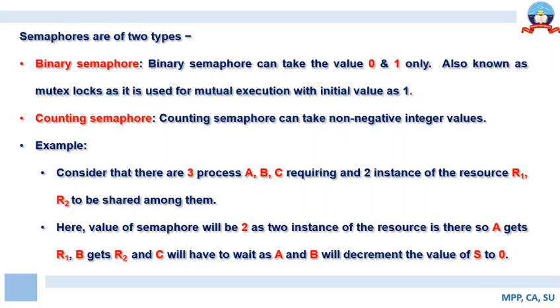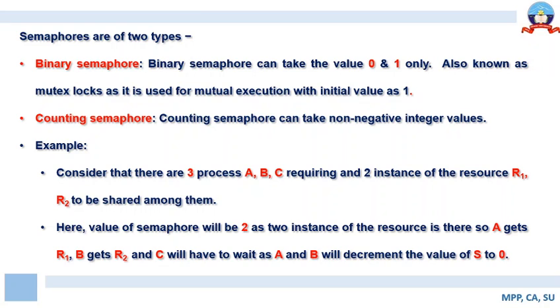already been allocated to A and B, and it can start its execution only when the resource is released by A and B. So that is the way counting semaphores are used. Here we have learned that there are 2 types of semaphores, binary semaphores and counting semaphores. Binary semaphores can have 2 values, either 0 or 1.